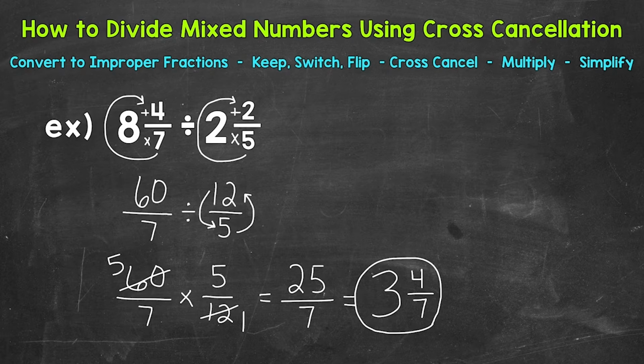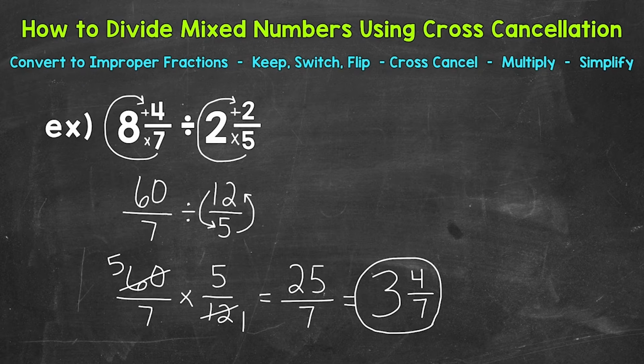Now, do we have to use cross-cancellation? No, we can multiply straight across and do 60 times 5 and 7 times 12, then go from there. But cross-cancellation, again, gave us smaller and easier numbers to work with. It's a useful tool to use when looking at multiplication problems that involve fractions.